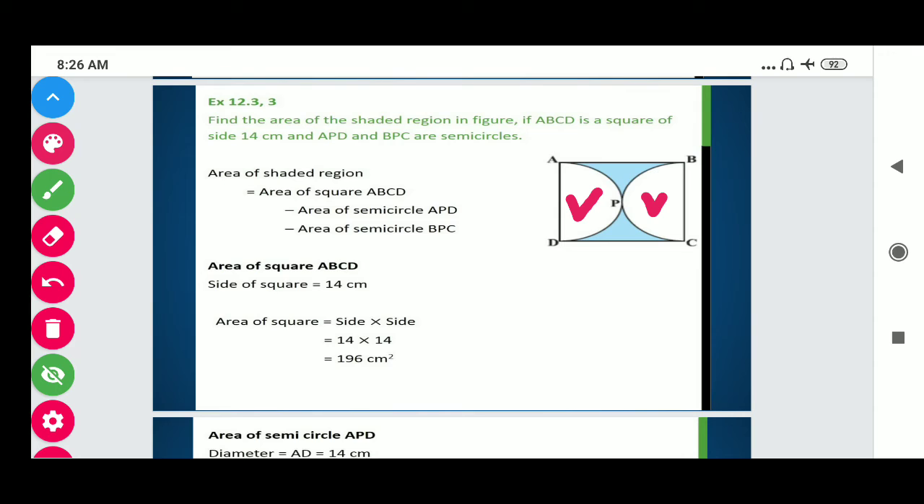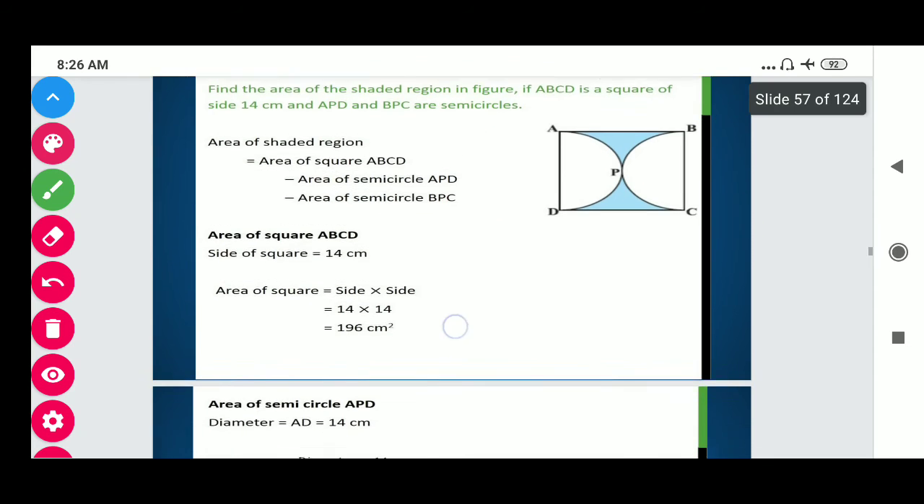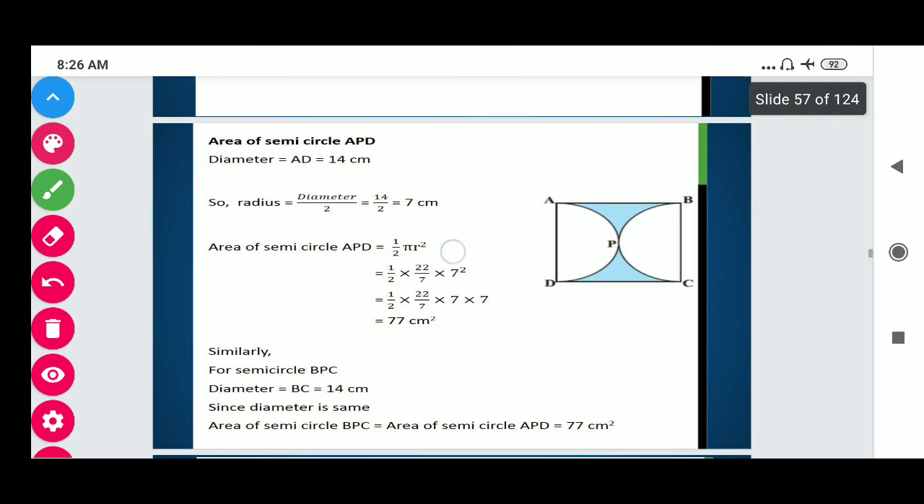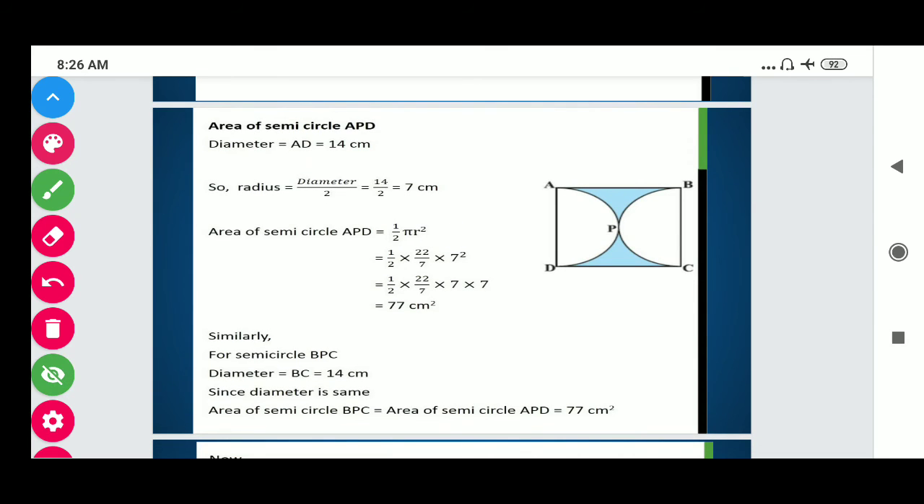Now students, let's start the solution. Area of the shaded region is equal to the area of square ABCD minus the area of semicircles APD and BPC. And the formula for the area of a square is the square of the side, that is 14 into 14. Now for the area of the semicircle, the diameter is 14 centimeter, thus the radius is diameter over 2, that is 7 centimeter. The area of semicircle APD will be 1 over 2 pi r square. Pi is 22 over 7 and the radius is 7. So in this way we get the answer 77 square centimeter.